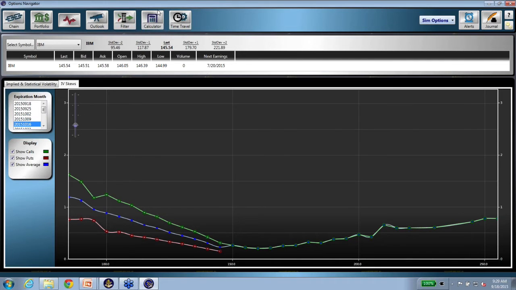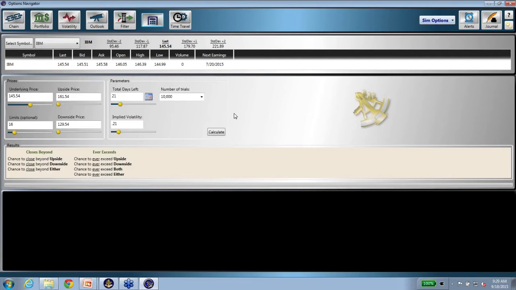But I also like to go to the calculator, and I want to get an idea based on where the volatility is. If the implied volatility is 21 right now, and let's just assume it's correct, or close to correct, in its assessment of the future, what are my chances to get up to, say, 160, and what are my chances of dropping down to, say, it's at 145 now, so that's like 15 points, let's say 130, and just make it an even strike number, and this will calculate what the chances are.